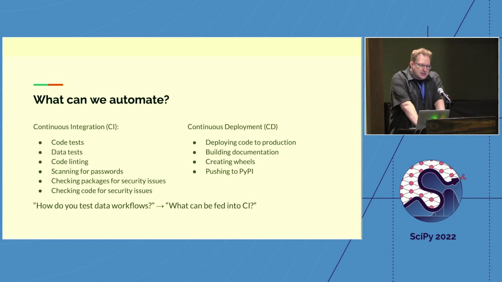What can we automate? So on the continuous integration side, which tends to be more everybody working together, you can automatically run your code tests every time you run a commit or push to GitHub. You can have data tests. You can do things like linting your code or scanning for passwords. On the continuous deployment side, which I won't get into so much, there are things like putting your code in the prod server, making your documentation. If you have a package, putting it on pip-audit. So I think the question of how do you test data workflows can more be turned into what can we feed into a CI system? What can we automate around our data processes?